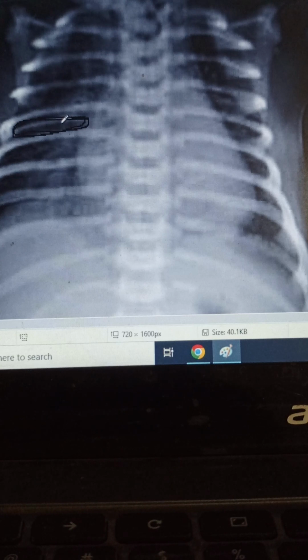So this was a classic case of transient tachypnea of newborn, and this was a classic chest X-ray of transient tachypnea of newborn.